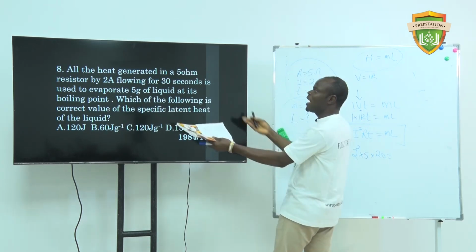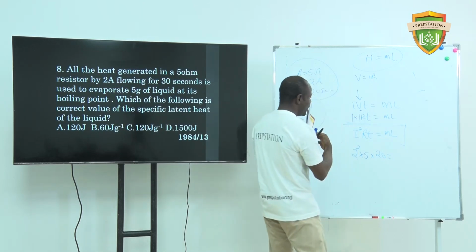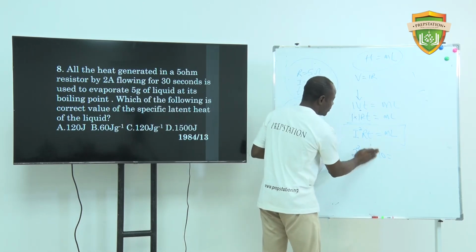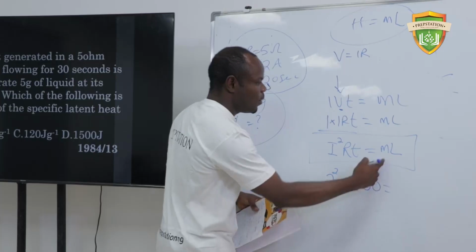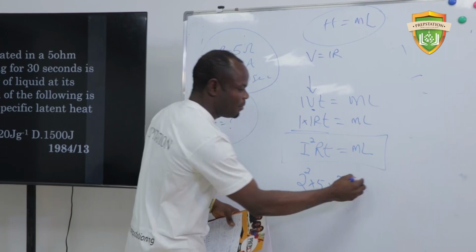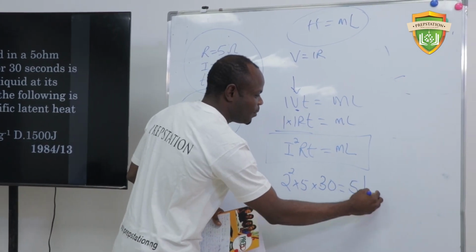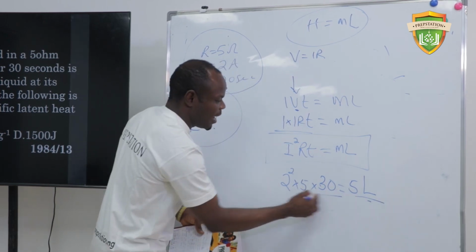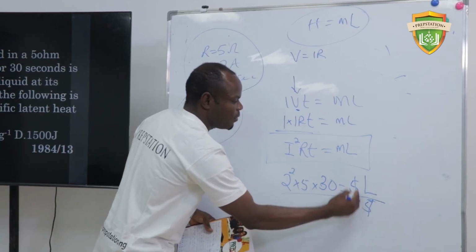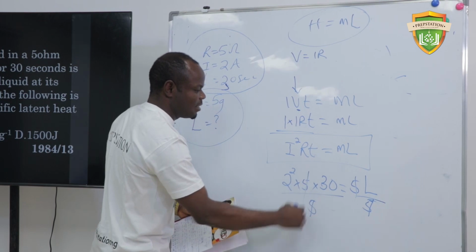Oh, but from the question we have it as 30 seconds. Sorry, that's an error. So we have this as 30 seconds and not 20. So what's the mass given? It's 5 grams. We have it as 5, and we are looking for the latent heat. So straight away, what do you do? You divide through by 5. 5 takes away 5. Then this 5 takes this away.